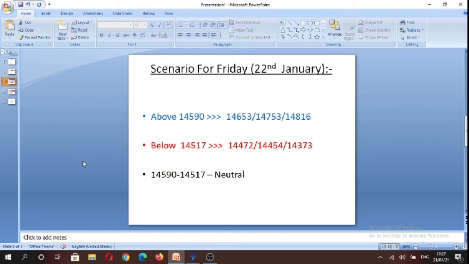And on the flip side, below 14,517 levels, we can trade towards 14,472, 14,454, and potentially 14,373 levels. And we have a neutral price range of 14,590 to 14,517, in which one can refrain from making any trades in the market.